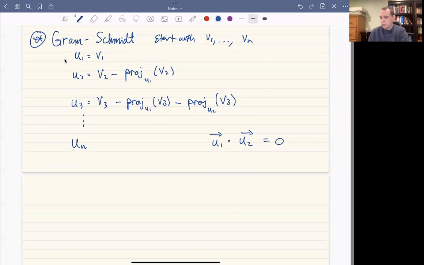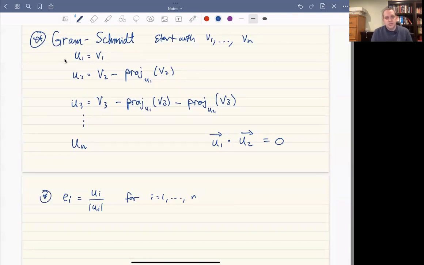So once you do that, then you can normalize each of the vectors. So of course, each of these vectors e sub i is just going to be u sub i divided by its length. Okay, so this is for all i. So not much of a surprise there. So the last step is the easy one where you just have to normalize everything.